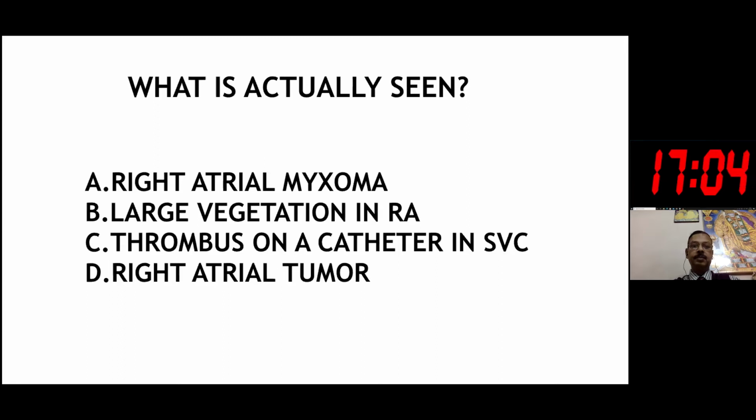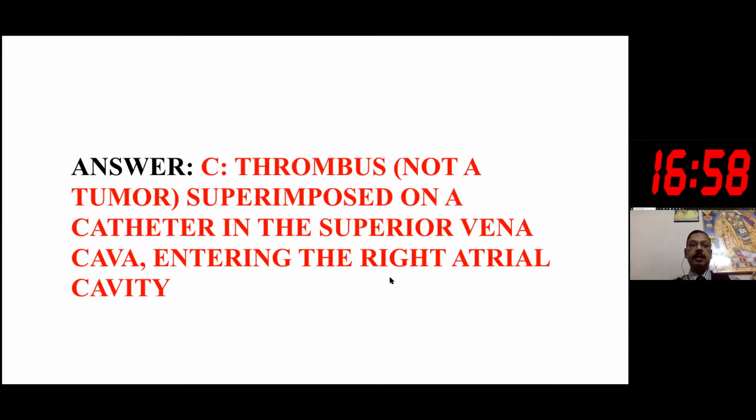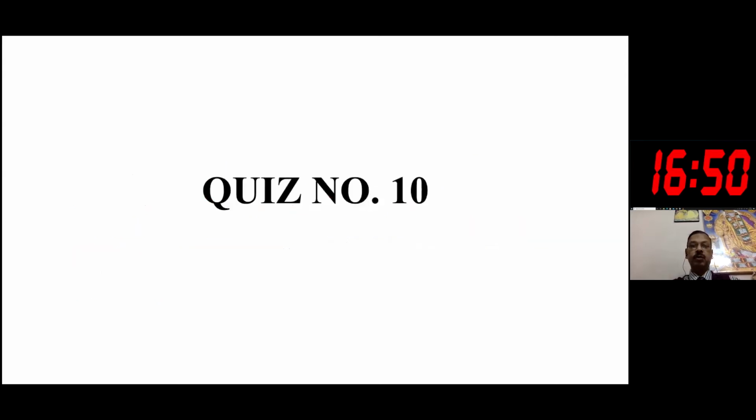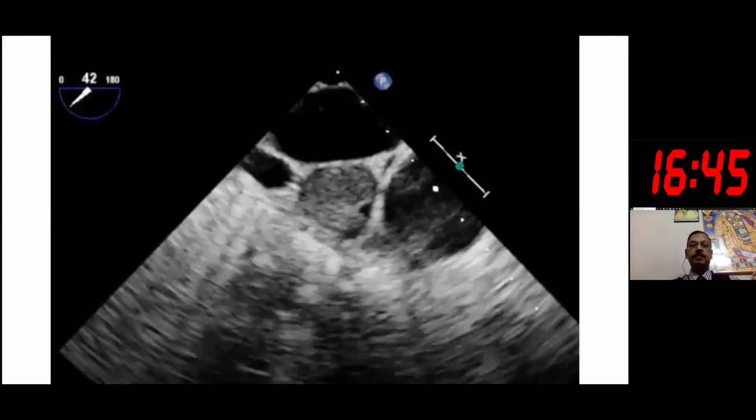Well, yeah, the majority is correct. 58% gave the correct answer. That is the thrombus, not a tumor, superimposed on a catheter in the superior vena cava, entering the right atrial cavity. So this is a simple one. So quiz number 10.